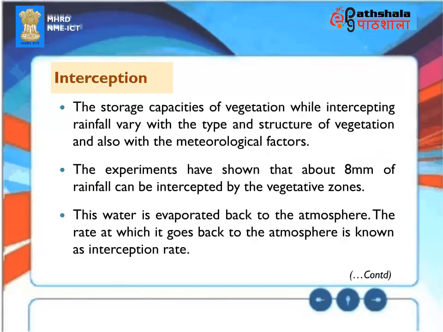The storage capacities of vegetation, while intercepting rainfall, vary with the type and structure of vegetation and also with the meteorological factors. The experiments have shown that about 8 millimeters of rainfall can be intercepted by the vegetative zones. This water is evaporated back to the atmosphere. The rate at which it goes back to the atmosphere is known as interception rate.